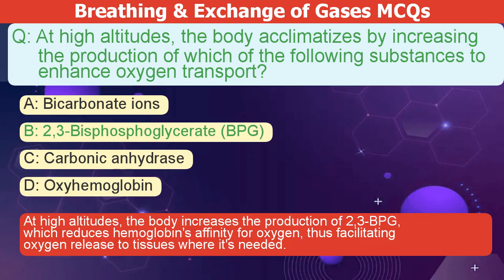The correct answer is B. At high altitudes, the body increases the production of 2,3-BPG, which reduces hemoglobin's affinity for oxygen, thus facilitating oxygen release to tissues where it's needed.